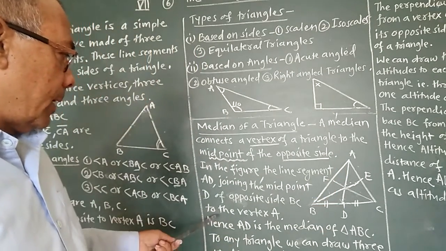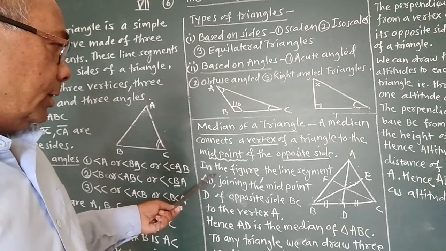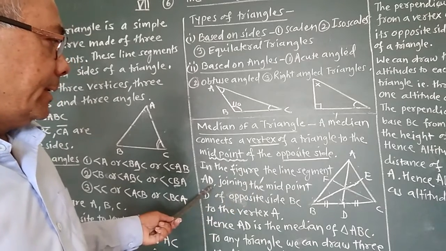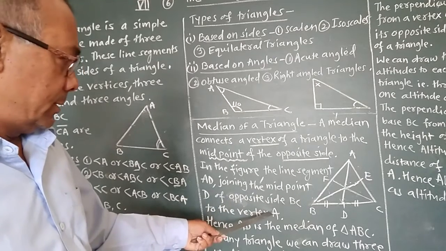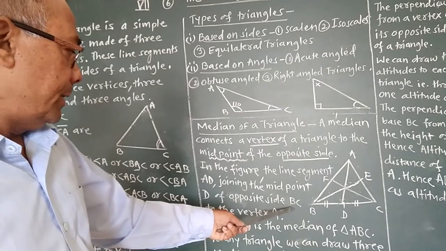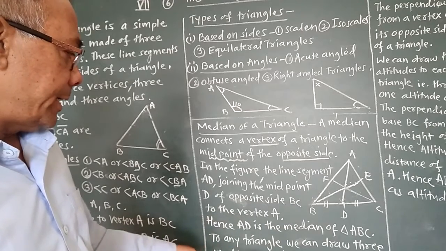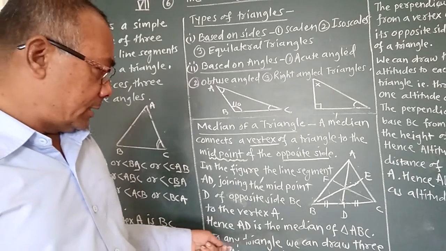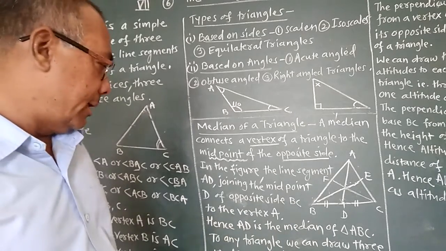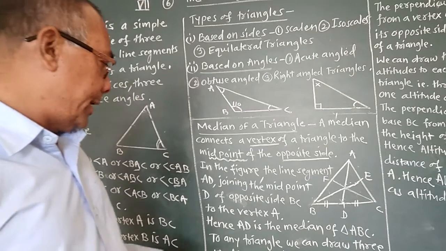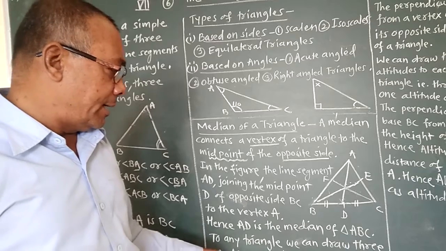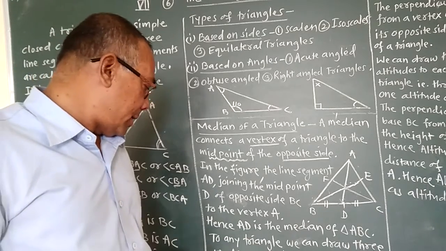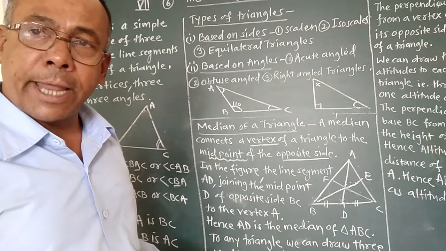Here in the figure, the line segment AD joining the midpoint D of the opposite side BC to the vertex A, and hence AD is the median of triangle ABC. Now to any triangle we can draw three medians, and a median only lies in the interior of the triangle.